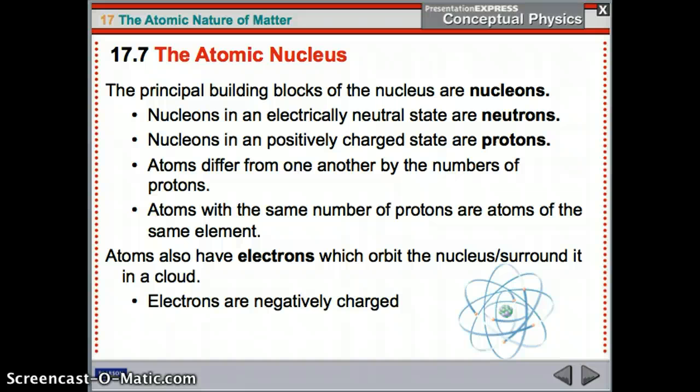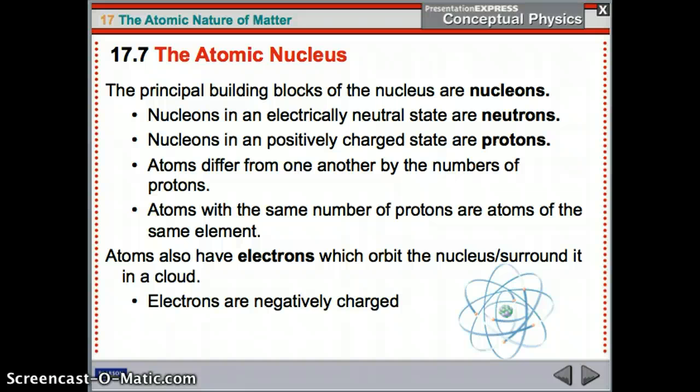Alright, the principal building blocks of the nucleus are our nucleons. Those are neutrons and protons. They're called nucleons because they are in the nucleus. Neutrons are neutral, they have no charge, and protons are positive. They have a positive charge.